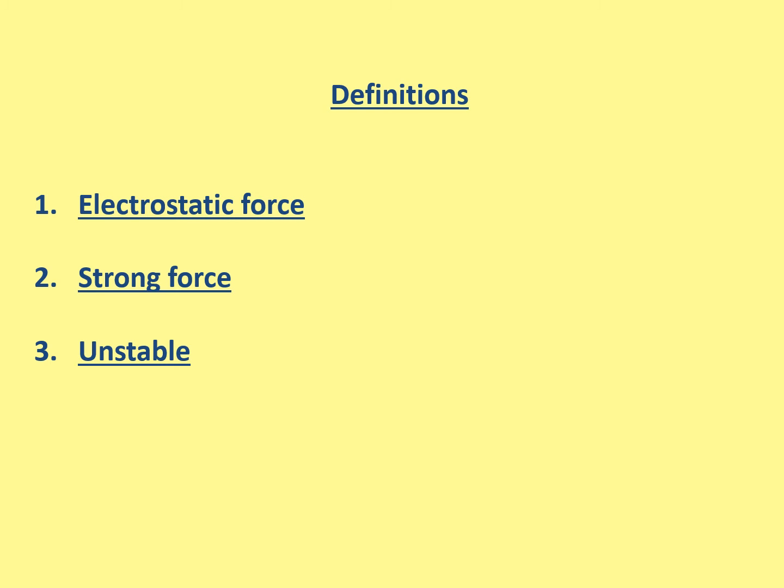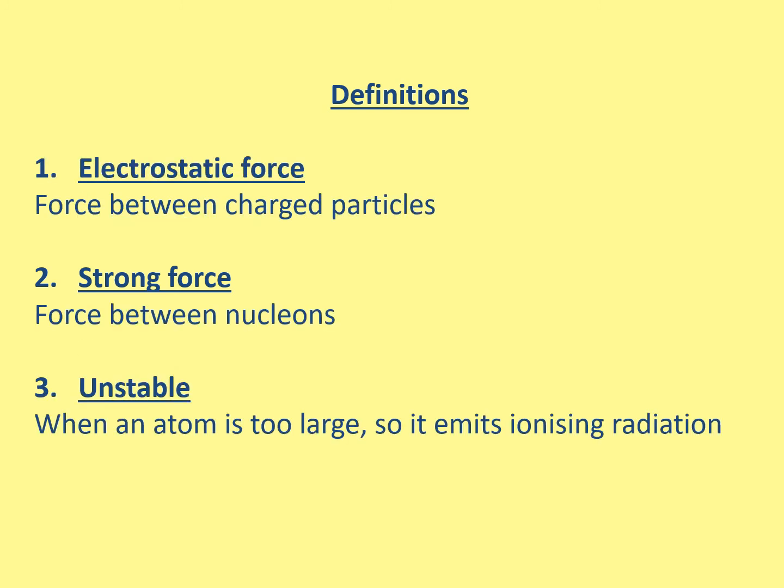Pause the video now and see if you can remember these 3 definitions. The answer will be on the next slide. The electrostatic force is the force between charged particles. So if I have my helium atom, I'll draw it quickly here. We have 2 protons and 2 neutrons, and then 2 electrons around the outside. Anything charged, so between proton and proton, or proton and electron, or electron and electron, this force is called electrostatic. Now inside the nucleus they're repelling each other, and there is another force holding them together, pulling them in, and that's called the nuclear strong force.